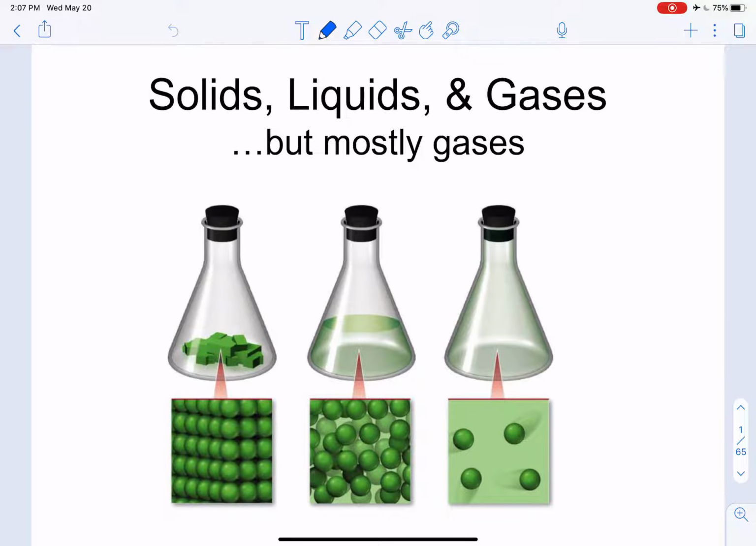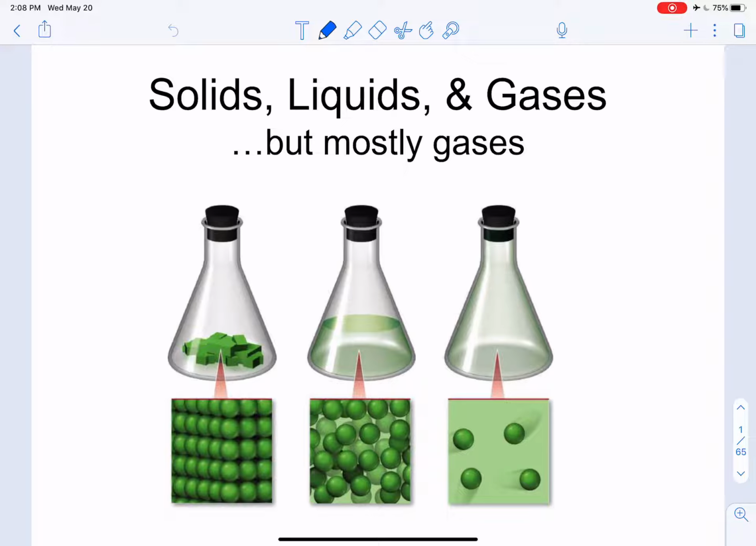So here we are in chapter 7, which is solids, liquids, and gases. And we're going to talk mostly about gases. Now, solids, liquids, and gases were reviewed in chapter 2. So some of this stuff is repeat, but a lot of it's new, and that means calculations.